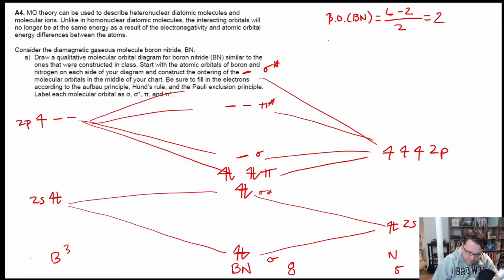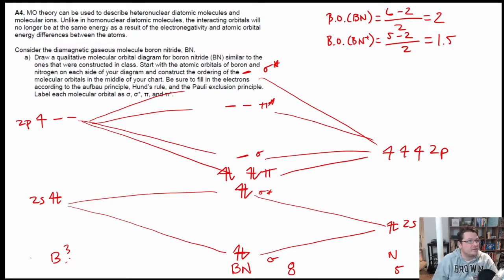Now, if we were to go to BN plus, that would change what the orbital filling is, because we're going to lose 1 electron. We lose 1 out of the pi bonding orbital. So now it's 5 minus 2, divided by 2, which comes out to 1.5. So all of a sudden we only have a bond order of 1.5.